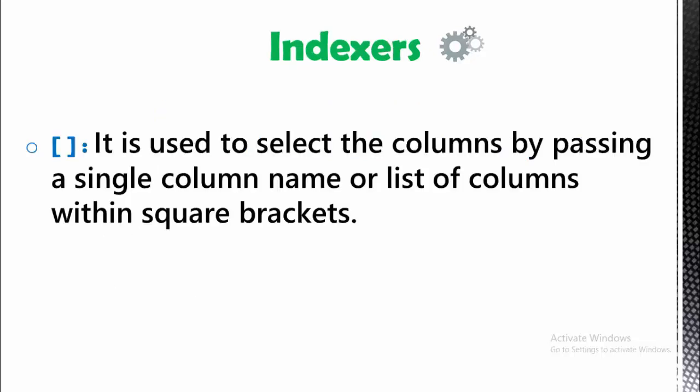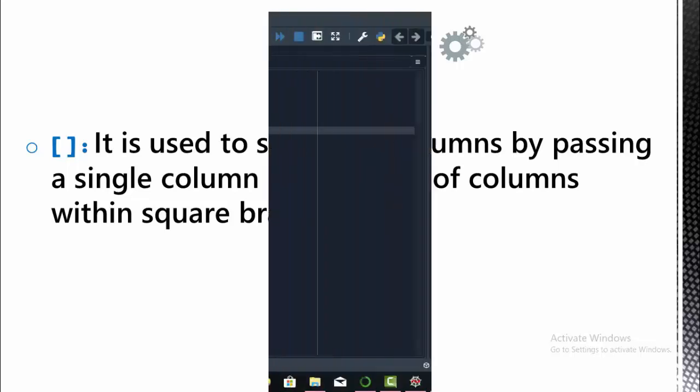The first indexer is the square bracket, and it is basically used to select the columns by passing a single column name or a list of columns within these square brackets. So let's see how to implement this indexer practically.